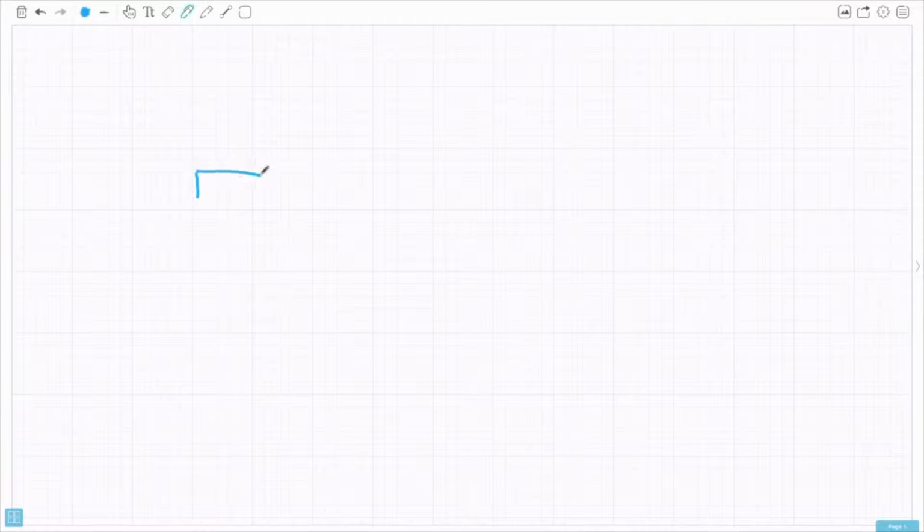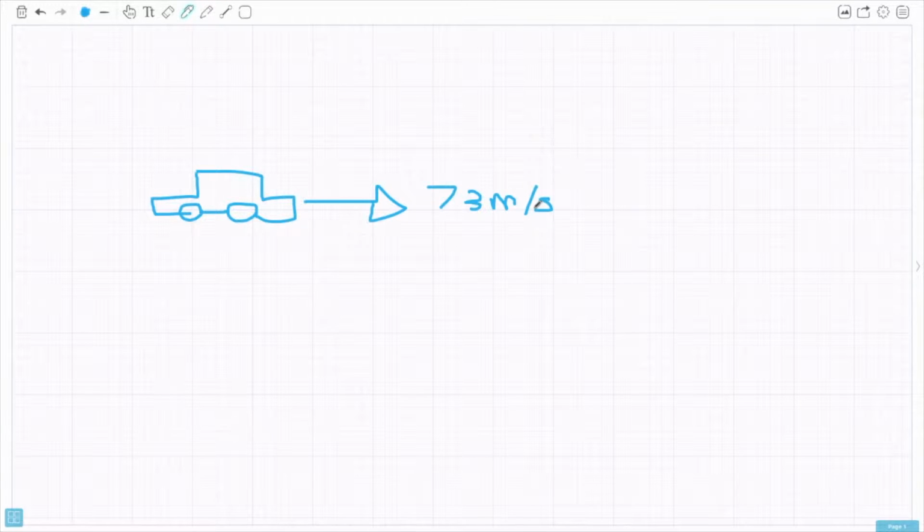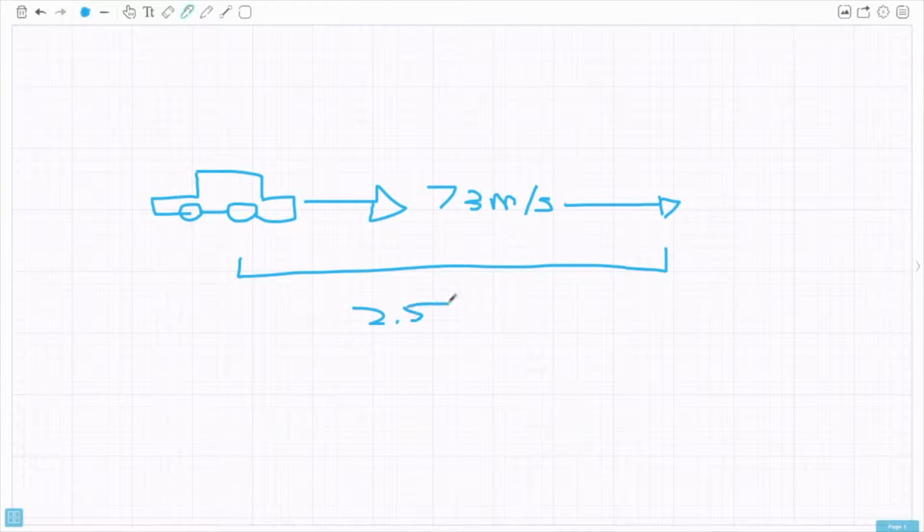For instance, if the car was cruising down the highway, let's say at 73 meters per second, and it accelerated over a period of 2.5 seconds to a velocity of 95 meters per second. What is the rate of acceleration? In order to solve this, we're going to have to do a bit of math here.